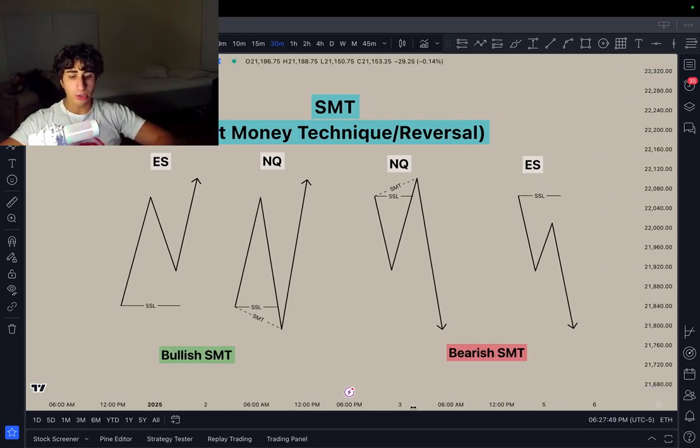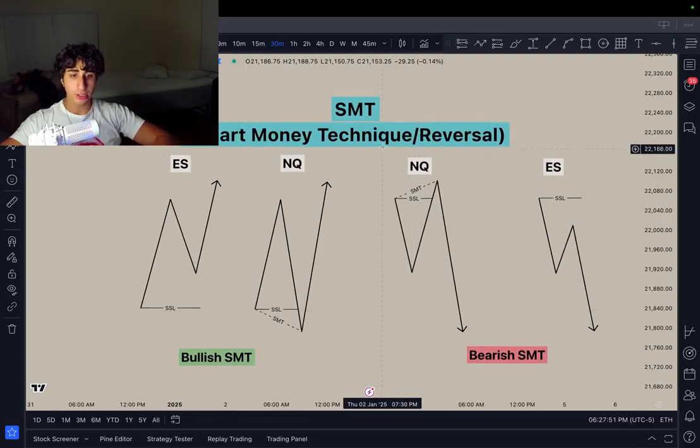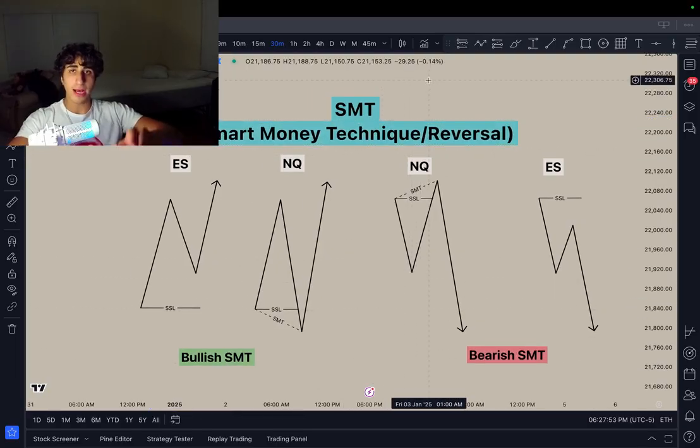But there's times where this correlation does not happen, and when the assets decorrelate, this is called a smart money technique reversal, and you can expect a reversal from that level. It's basically an indication in price telling you that we are going to be moving the opposite direction.